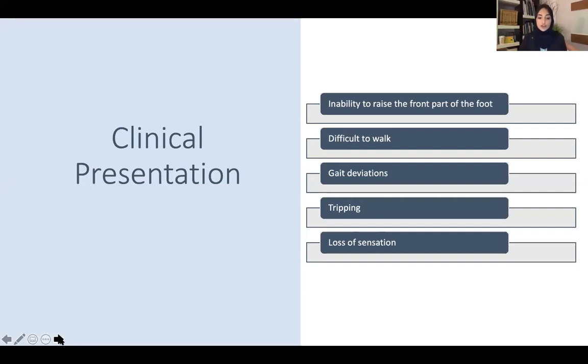All of that results in significant gait deviation, commonly either a steppage gait, which is walking with excessive high knee and hip flexion to clear the foot from the ground, or a typical circumduction gait. Patients will also have frequent tripping and stumbling, because any change to the center of gravity of the body will affect balance, especially when walking on uneven surfaces or climbing stairs. Patients also complain of loss of sensation in the front or lateral side of the leg and the dorsum of the foot, and may have numbness, tingling, or loss of proprioception.